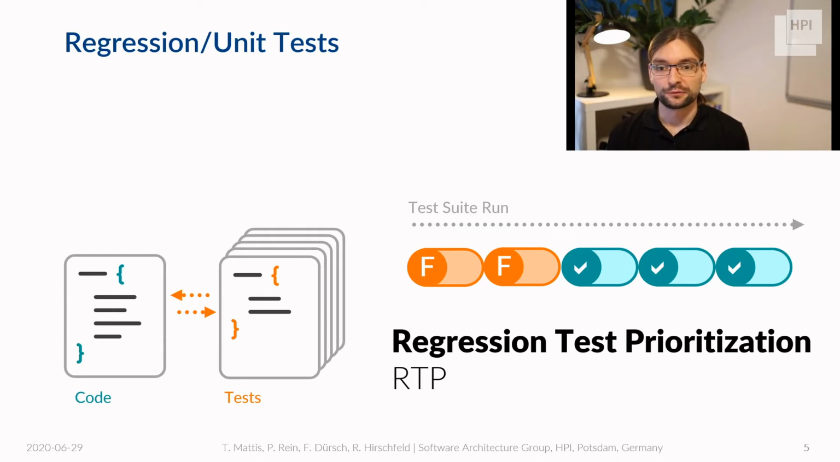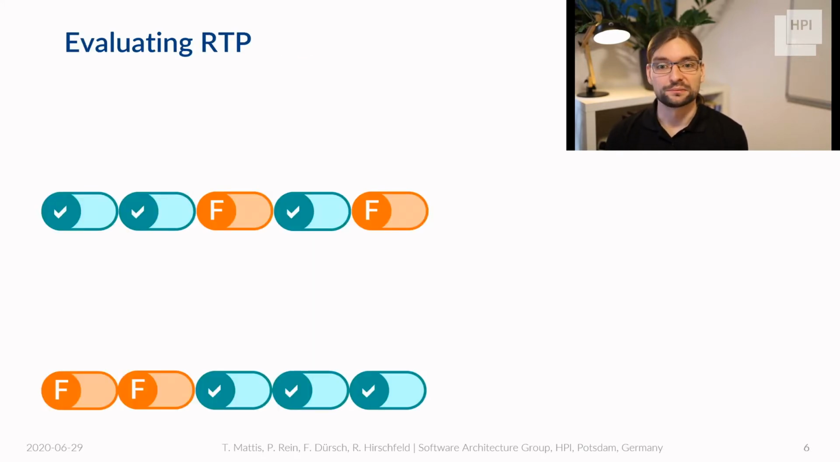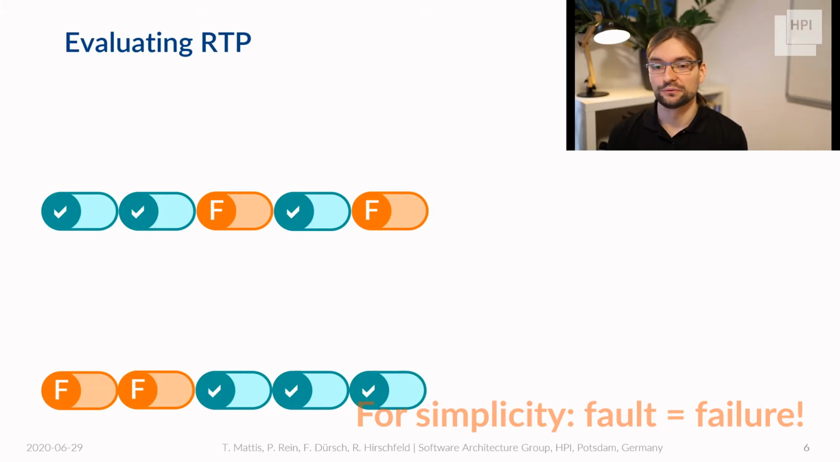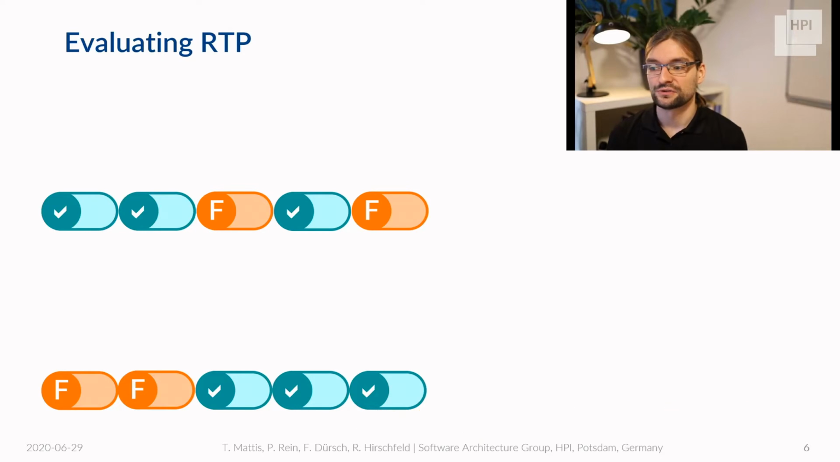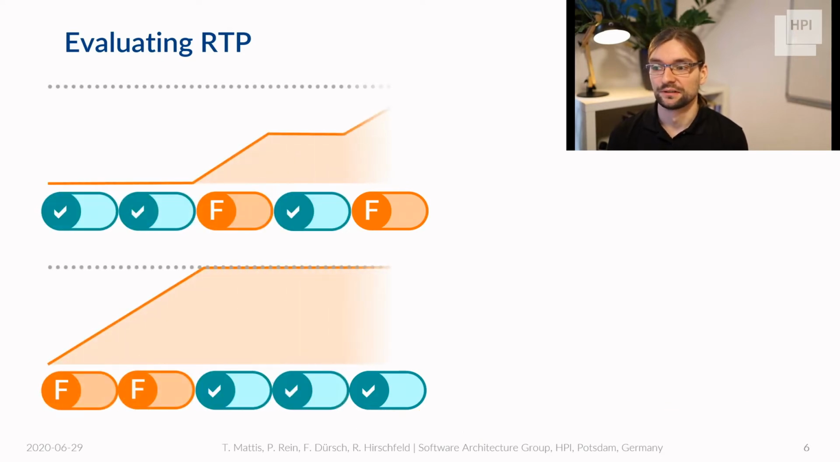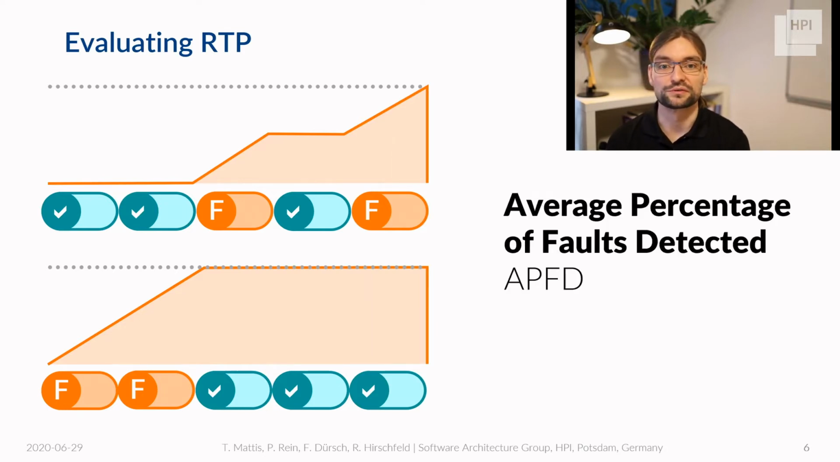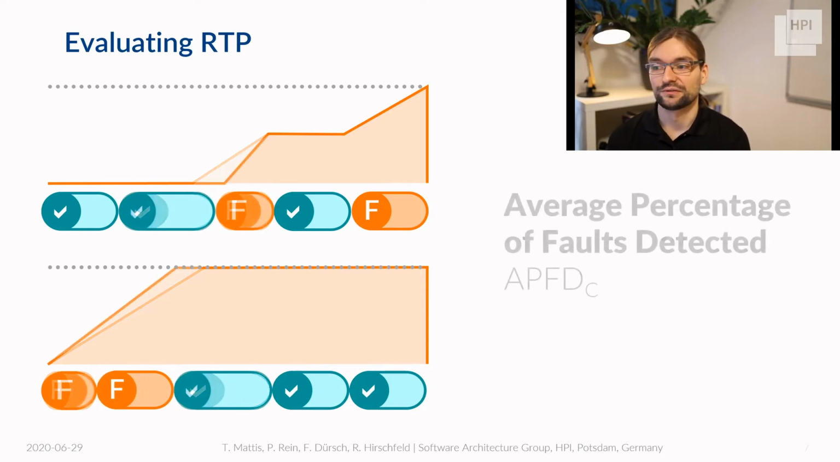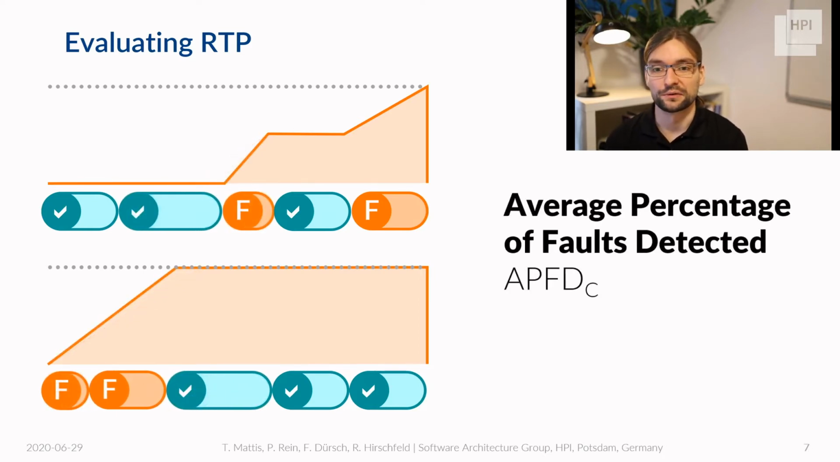Now, our question is, how do we know our RTP strategy is good? We have some standardized metrics for that. For example, we can compare individual test runs using a metric where we plot a curve above the tests, going up whenever we see a test failure, and the area under this curve is what is called average percentage of faults detected, short APFD. There are also variations of that accounting for the length of tests or the cost of individual faults.